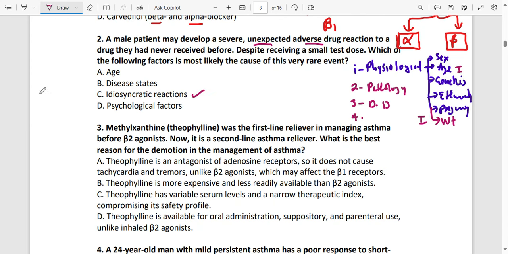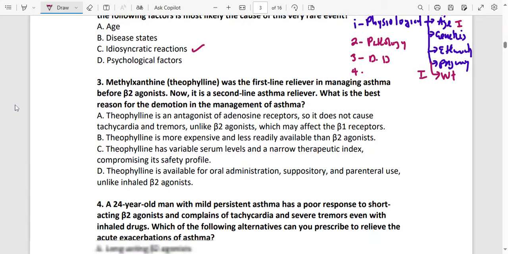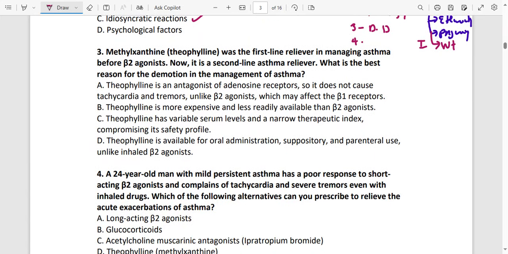So that is it. Number three, methylxanthine, for example, theophylline was the first line reliever in managing asthma before beta 2 agonists. Now it is a second line asthma reliever. What is the best reason for the demotion of theophylline in the management of asthma? So number eight, theophylline is an antagonist. Or let me not even read the options.